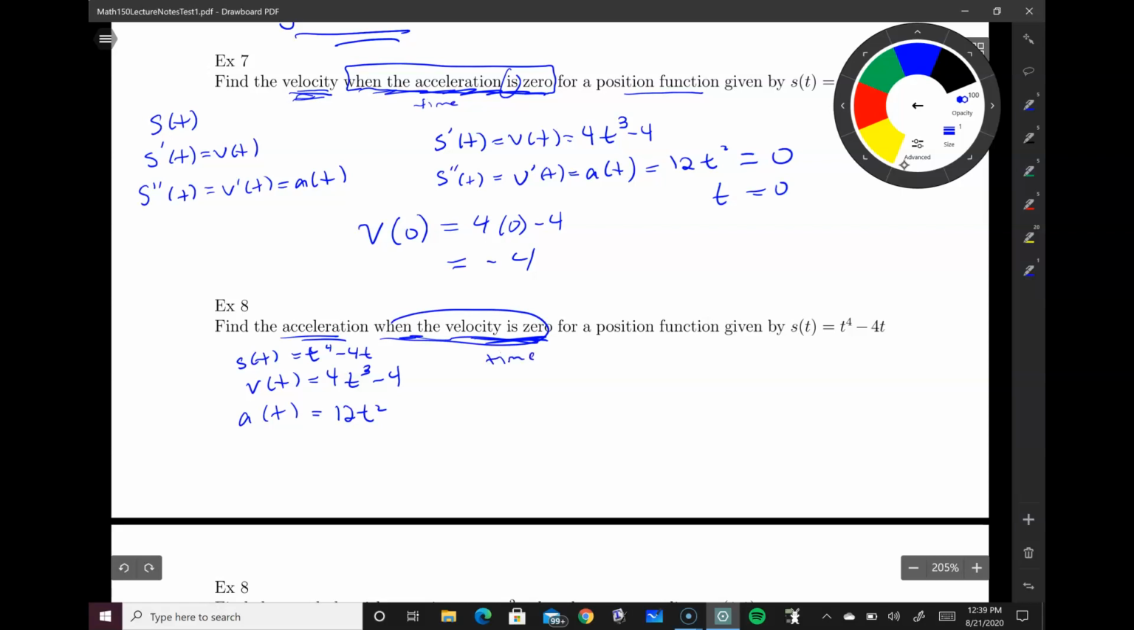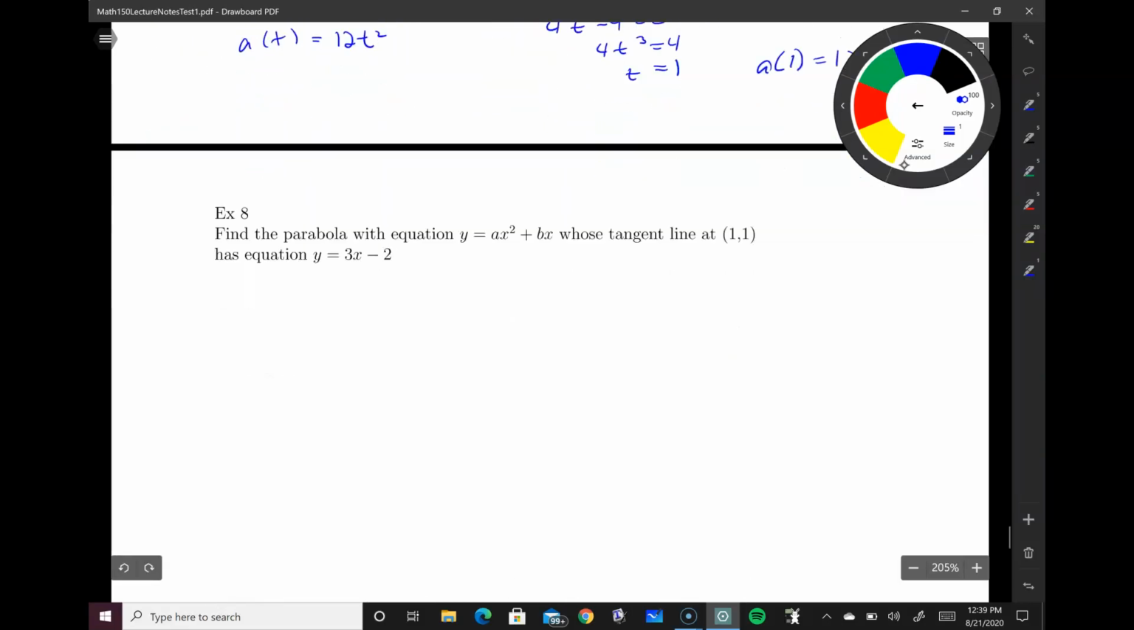So set the velocity equal to 0. So v of t equals 0 gives me 4t cubed minus 4 is 0. So that gives me t cubed is 1, or t equals 1. So now I'm going to find the acceleration at that time. So a of 1 gives me 12. And I haven't given you units, so you just kind of go with what you've got. That's okay.